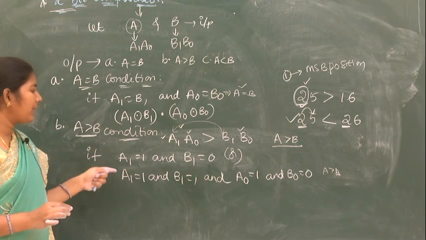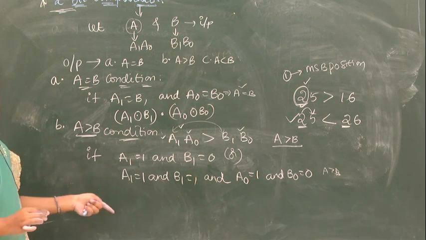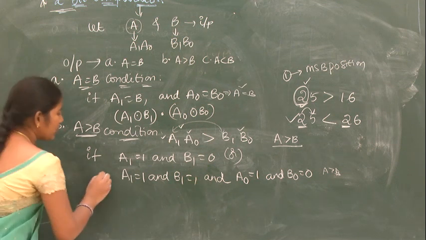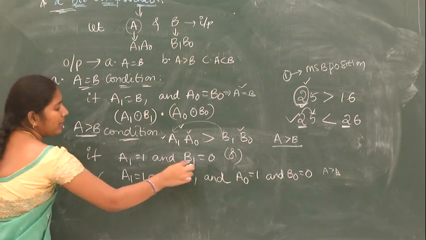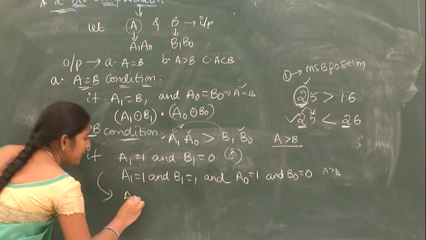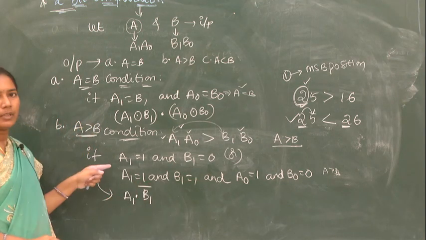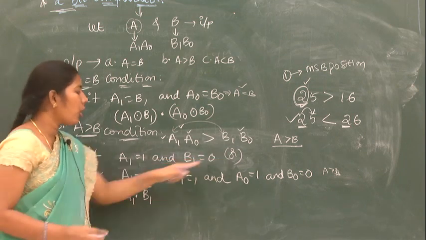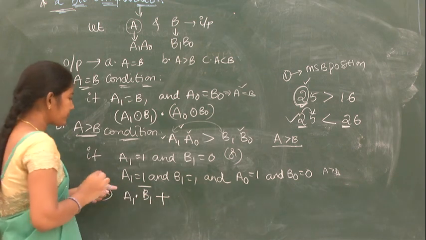Right? Till now I have considered only a sentence form, but we want this in a logical expression. So I will write the logical expression form. A1 equal to 1 and B1 equal to 0, so I can write it as A1 dot B1 bar. The first sentence is over. Or. So I am using the OR expression here.